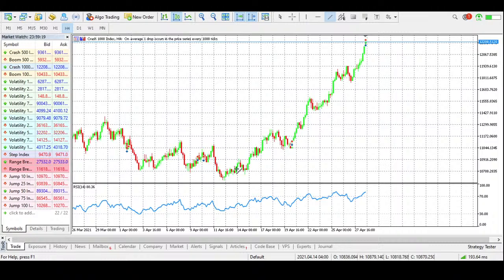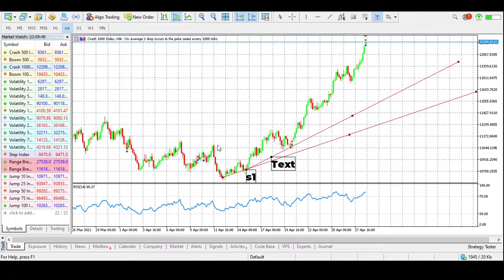So this was happening on Crash 1000. We have a first support line. Let me put it here. So let me call this S1. Then we have a second support here, S2. Then we have a third one.